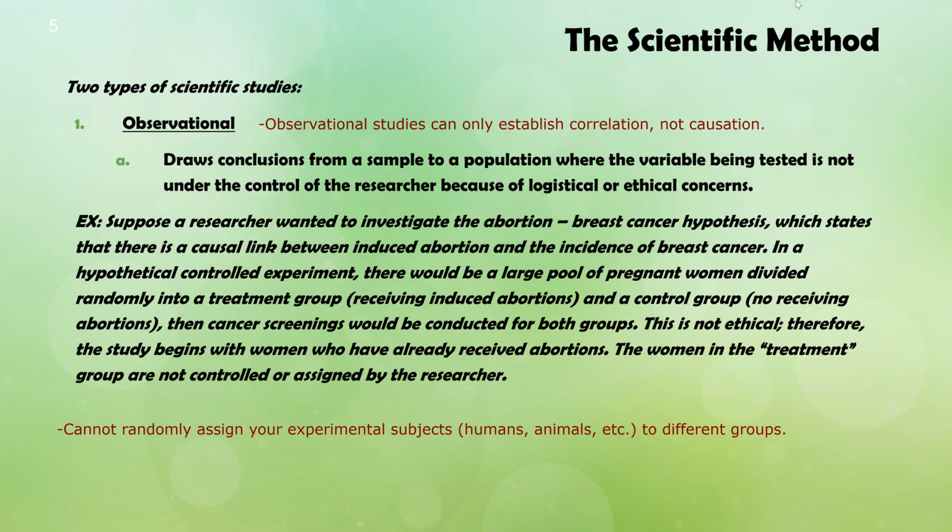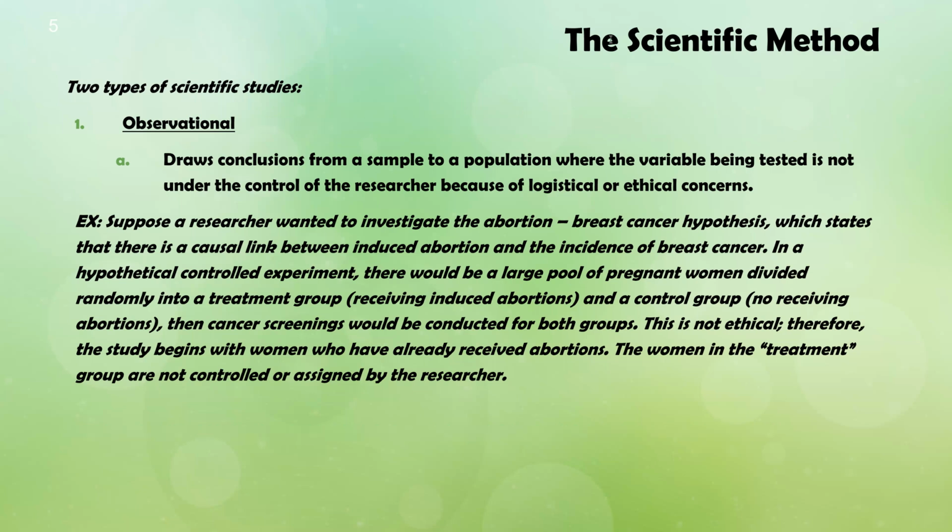But the fact that you're not randomly assigning women, that you're taking women who already had an abortion, that makes it observational, right? You can't randomize the study and put some women in one group, some women in the other. You're already getting women with abortions, and there may be factors there that would affect your results, but they're not the ones you're testing, right?